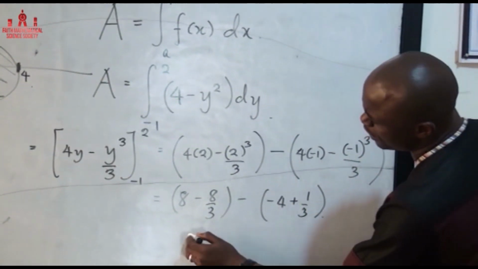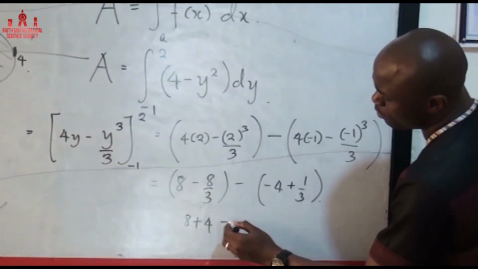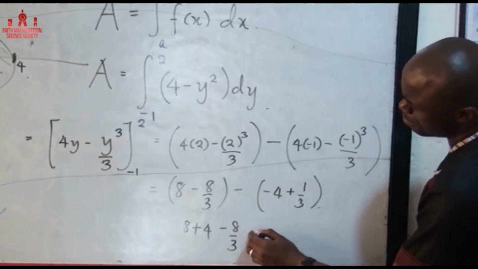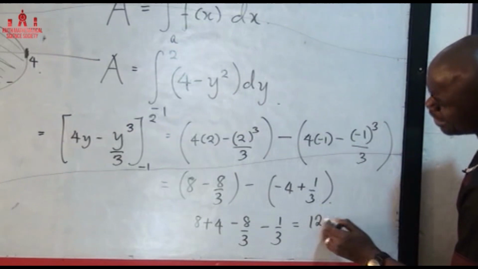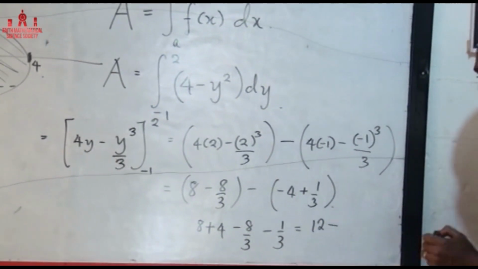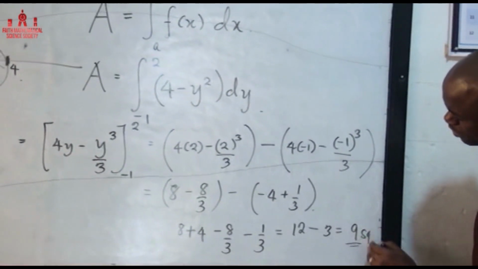And that will give me 8 plus 4. That is 8 plus 4 here. And I'm going to have minus 8 over 3 minus 1 over 3. And that is going to give me 12 minus, this is going to be minus 9 over 3, which is 3. And that's going to give me 9 square units.